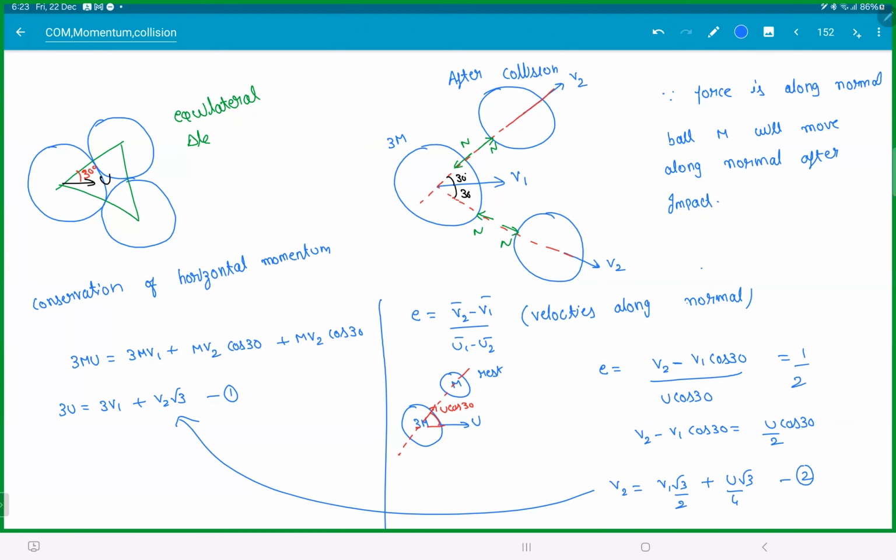I conserved momentum in the horizontal direction. I wrote restitution for 3m and m. Reason being simple: whatever you write for this, it will be the same for this guy also. It won't matter. Since it is symmetrical, if you just write for 3m and m for the upper ball, the lower also will be the same equation.